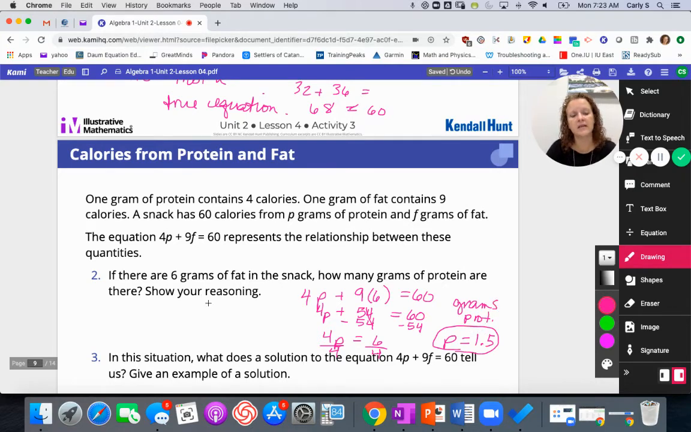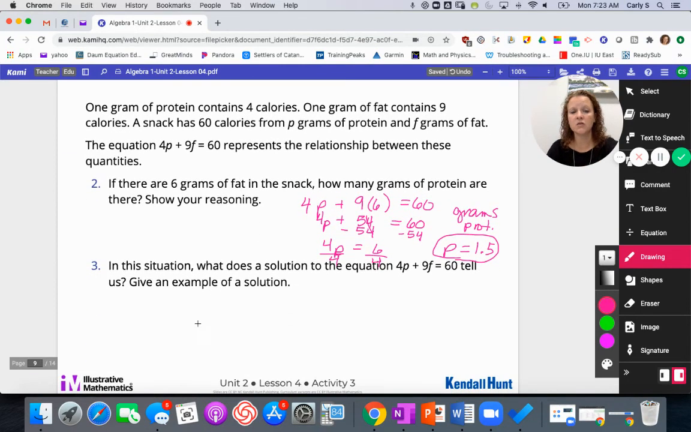Okay, my reasoning is my balanced equation, and I solved for P. So showing my reasoning and labeling my answer is important. In this situation, what does a solution to the equation 4P plus 9F equals 60 tell us? Give an example of a solution. In this situation, a solution tells us how many grams of protein and fat are in a 60-calorie snack.